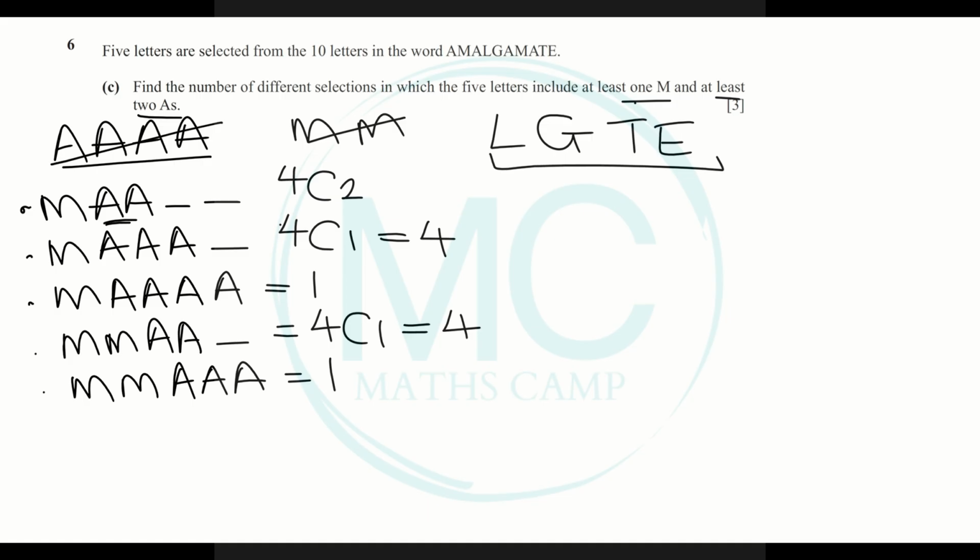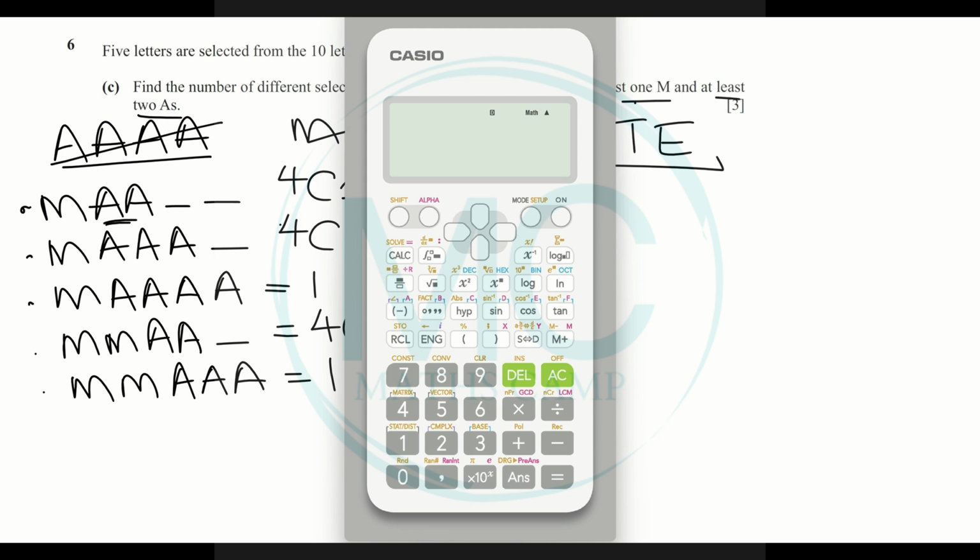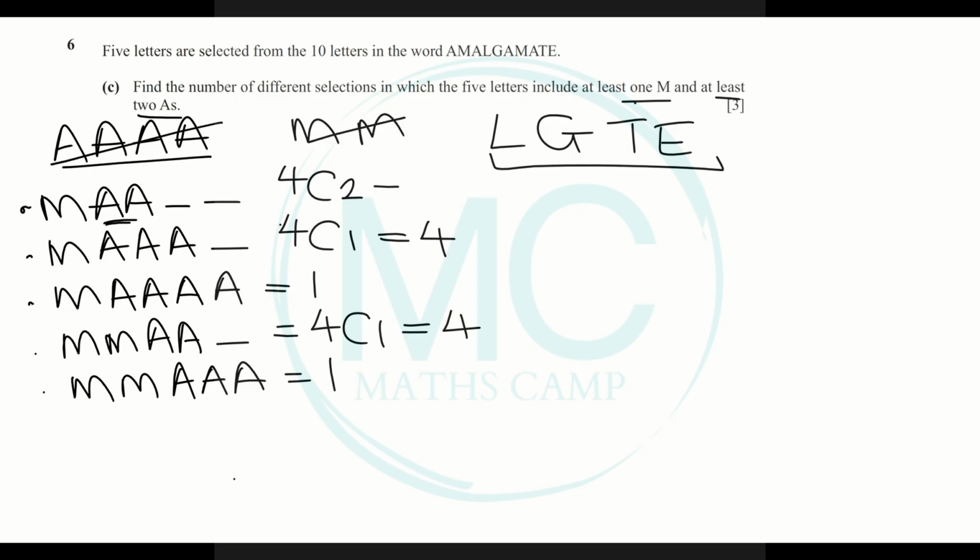Now all I need is the number of selections from 4C2. Take my calculator. 4C2 is equal to 6. So now I have 6 selections plus 4, which is 10, plus 1, which is 11, plus 4, which is 15, plus 1 is 16. So my answer is 16.